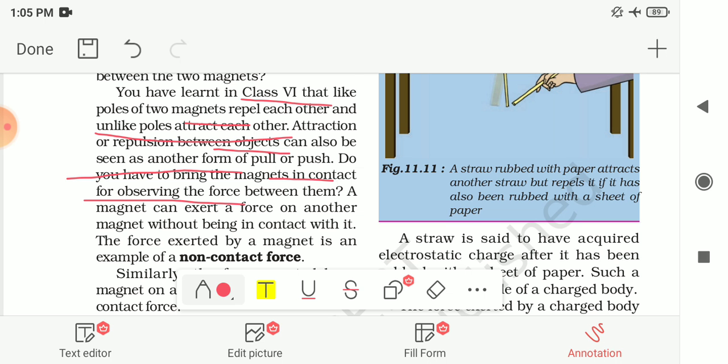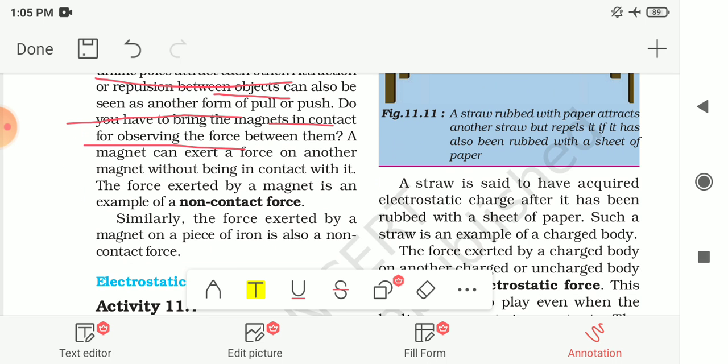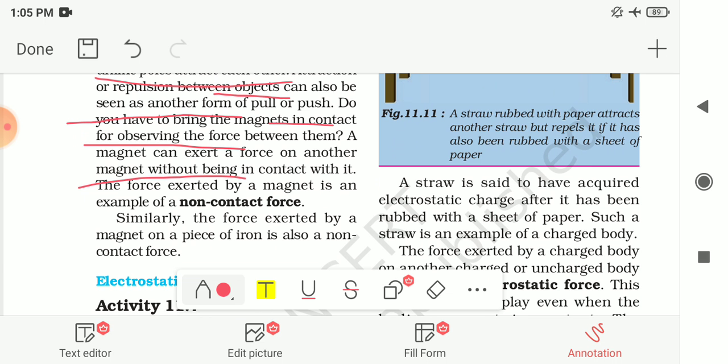So a bar magnet can exert, or you can say apply, a force on the other bar magnet without being in contact with the magnet. So the force exerted or applied by a magnet is an example of non-contact force. So we can say that this magnetic force is a non-contact force because there is no contact between these two objects or between these two magnets.